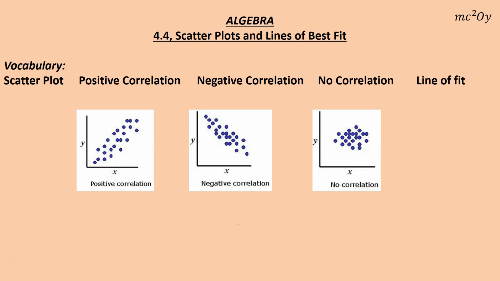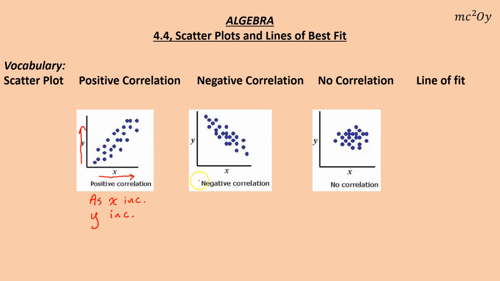What's important to note is a scatter plot can have a trend of the data rising, which is what we call a positive correlation. Positive correlation would be as our x values increase, the y values increase. Okay, so as x goes up, y is also going up. So we have a small x and a small y, and then we have a large x and a large y, if you think of it that way. So as x increases, y increases.